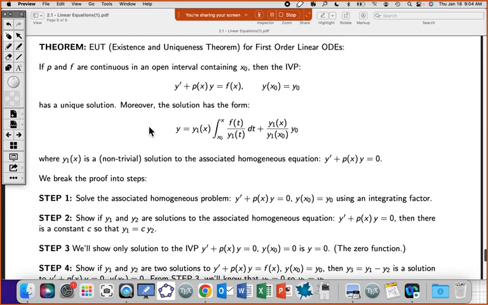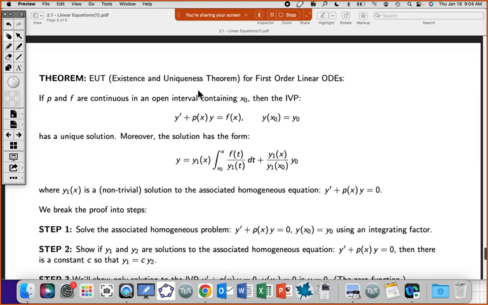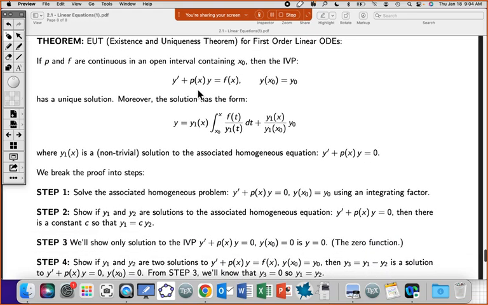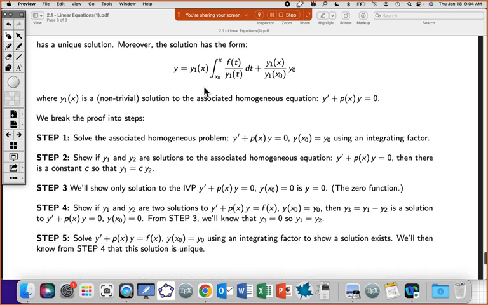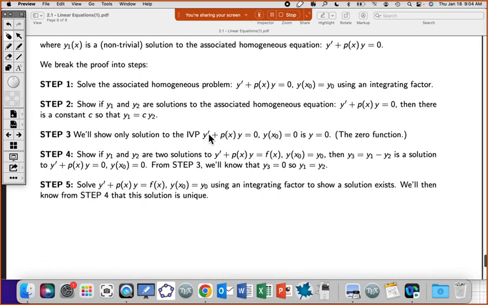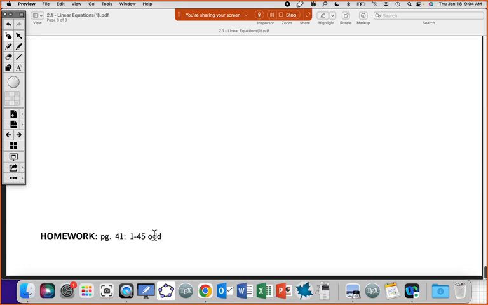And once again, next week we've got existence and uniqueness for general, but we're going to focus mainly on proving this theorem. And when you get into the proofs in linear algebra, you're going to see the same sorts of techniques in linear algebra that you're going to see here in this proof. Okay, and there's your homework.